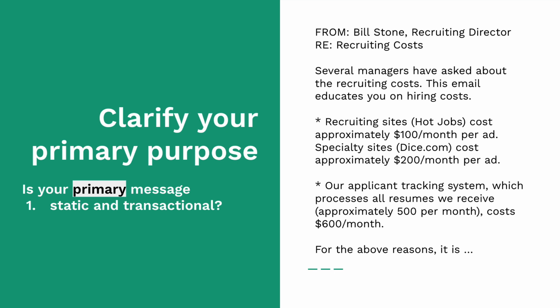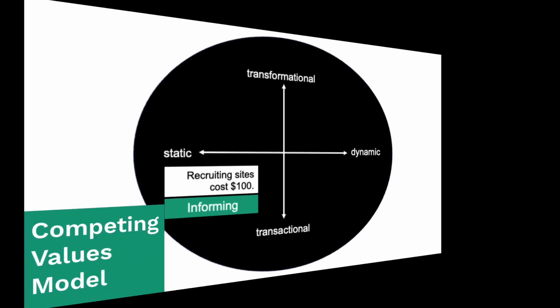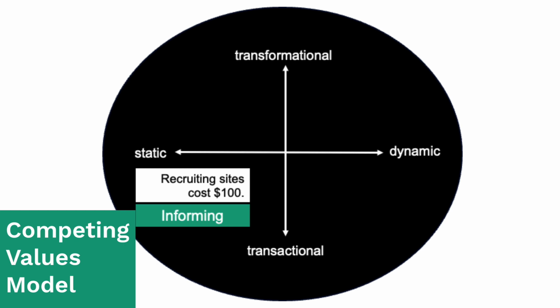It's important to differentiate between all the possible purposes for writing and the one primary purpose. In fact, if you can't identify one primary purpose, the writer's failed you as the reader. When Bill writes, "Recruiting sites cost $100 per ad," he's informing his readers. His message is static. That means it doesn't require any response or further action, no change. It's also transactional, which means it focuses mostly on tasks.